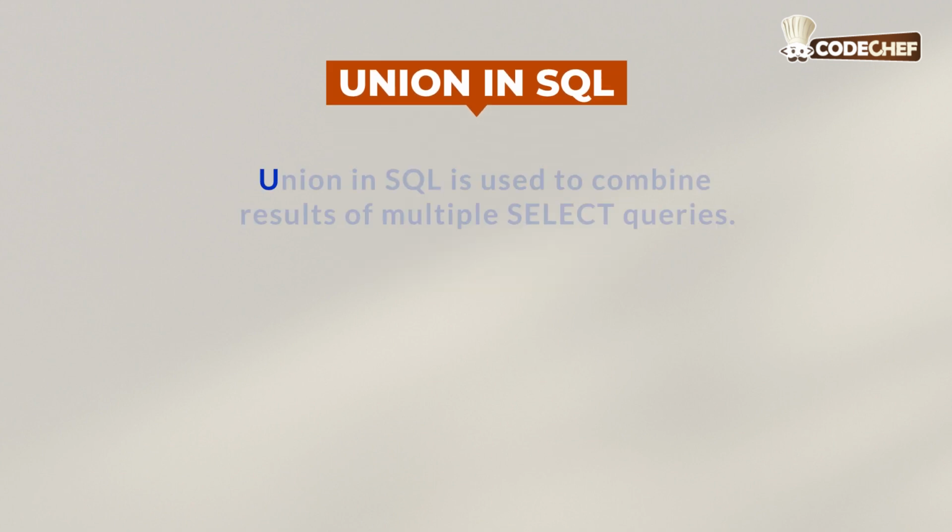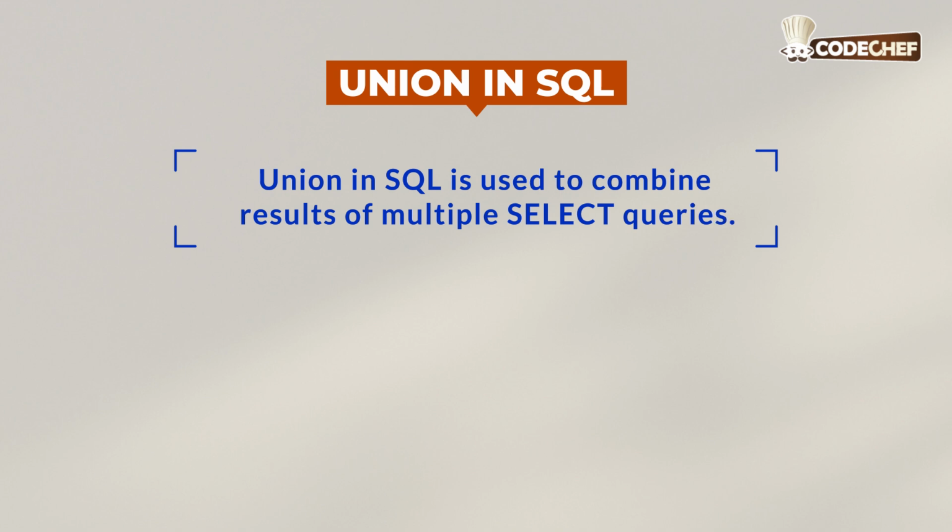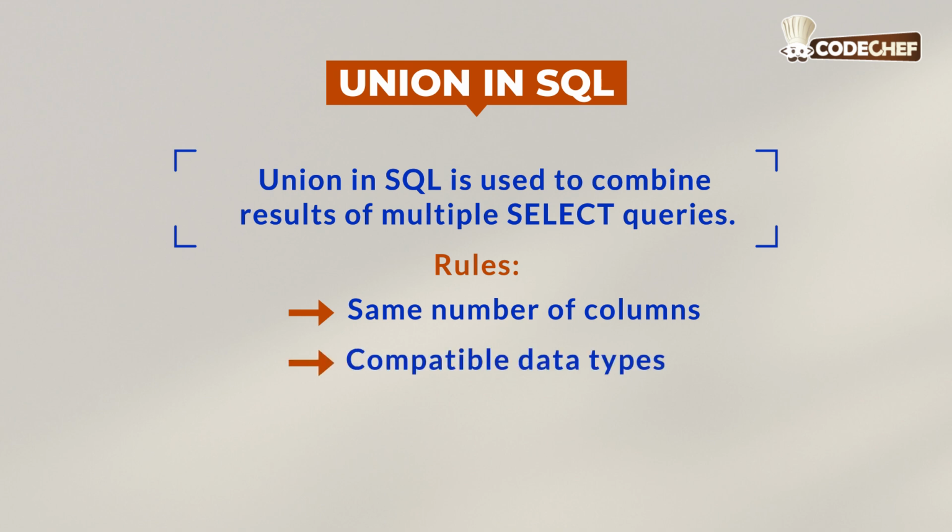Union in SQL. Union in SQL is used to combine results of multiple select queries. We use the concept of union to merge the results of multiple select queries or merge the values of multiple tables. Now there are some rules to use union. First, the tables that we are combining using union should have the same number of columns. Second, columns that we are trying to merge using union should have compatible data types. And third, when we use union to merge two tables, it removes duplicate entries from the result.